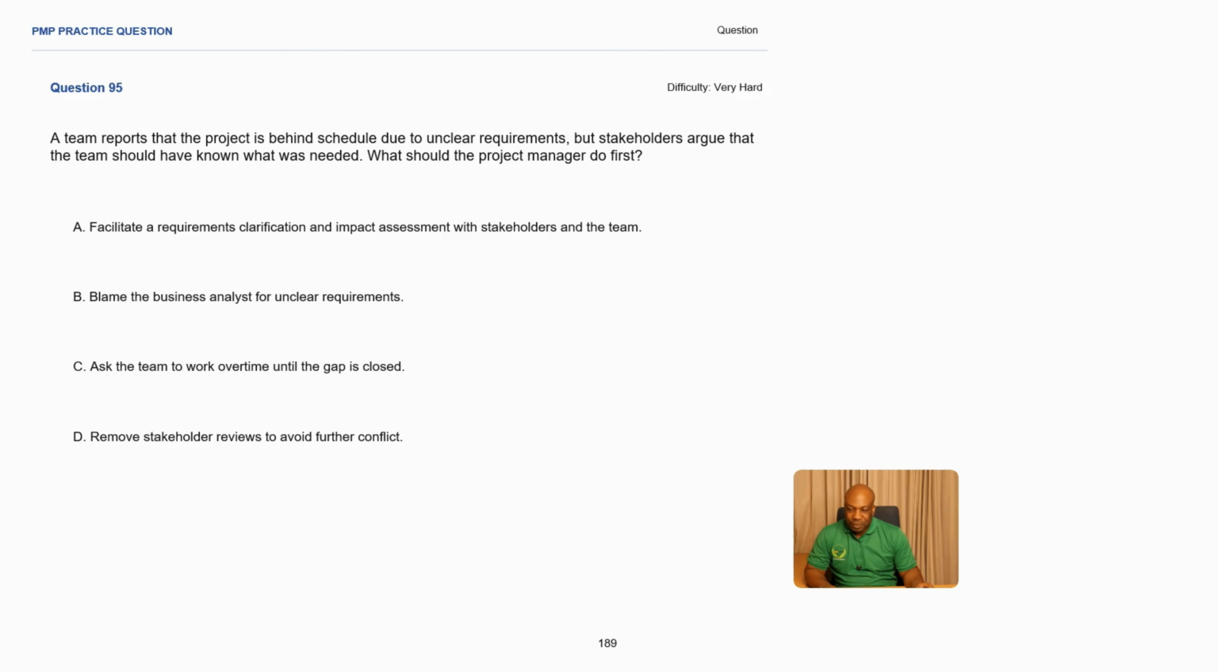Okay, practice question number 95. A team reports that the project is behind schedule due to unclear requirements. But stakeholders argue that the team should have known that was needed. What should the project manager do first? So you need to analyze and understand, get more information if it's something that you have to do as a project manager first. So our problem statement: the team reports that the project is behind schedule. It's because there were some unclear requirements, but stakeholders are saying you should have known this before. What should the project manager do first?